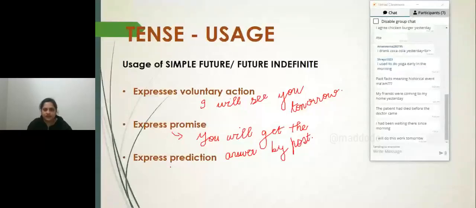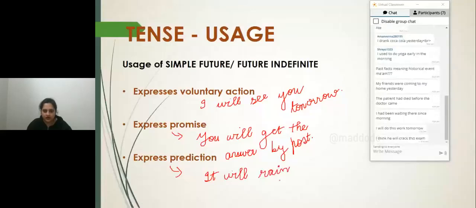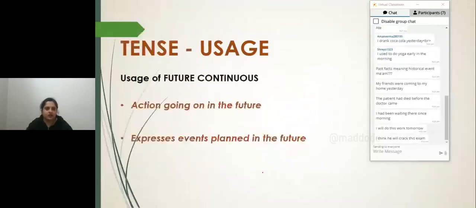Okay, prediction. I will do this work tomorrow, I will complete my assignment. Okay, soon, tomorrow. How does it express prediction? It will rain. Yeah, it will rain tomorrow. I think he will crack the exam, right? It's a prediction, right? The activity did not happen.